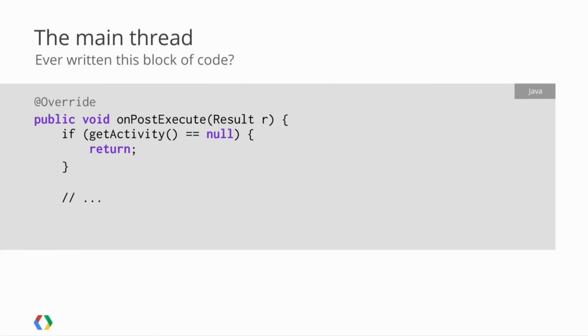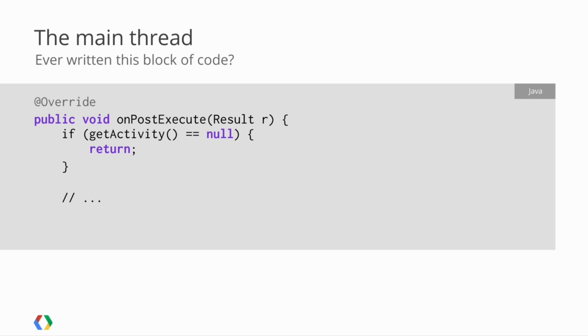How many people have ever written a block of code that looks like this? A few? OK. Me too. So here's what happens. Here we are. Our async task is completed. We're in onPostExecute, and something has crashed. We're touching the UI. The UI is dead. But it's way too late in the schedule to figure out why this is happening, so we cram a little null pointer check in our code. It doesn't crash anymore, and we head off to the launch party.